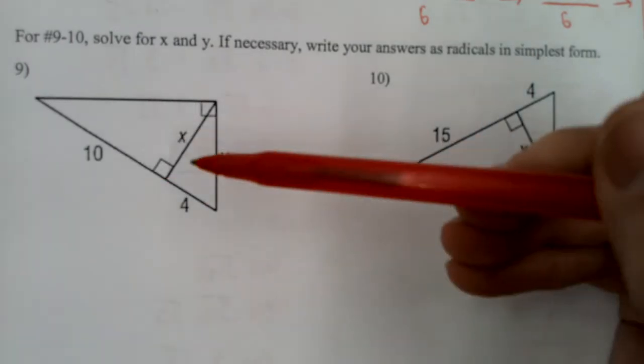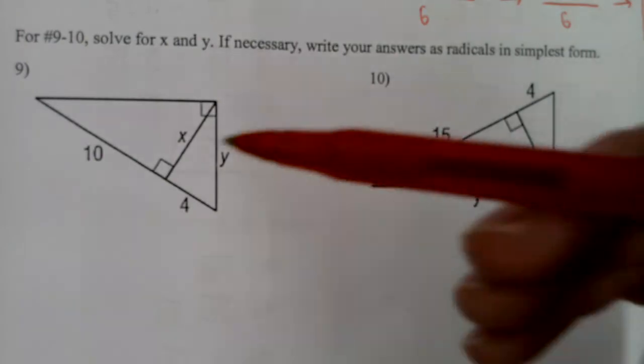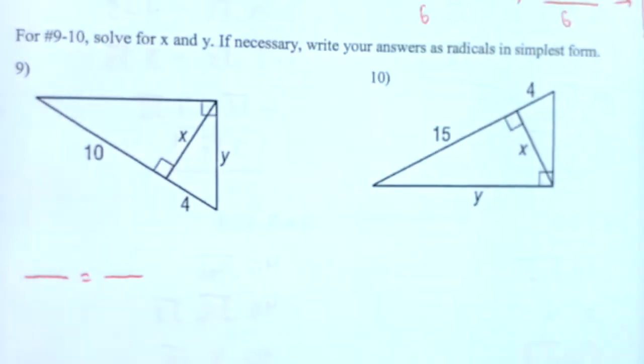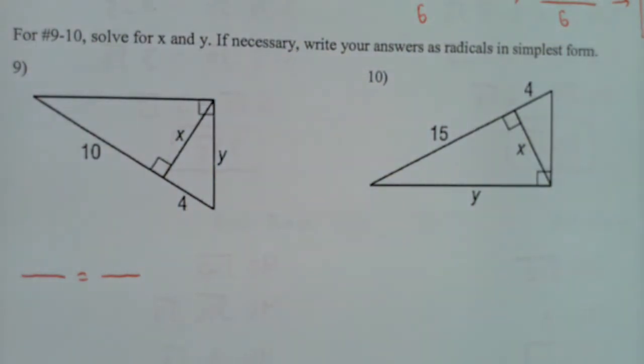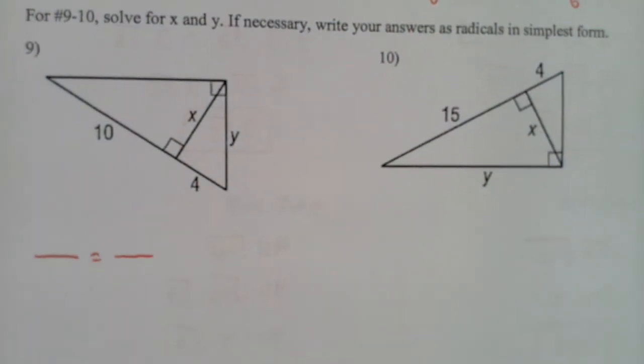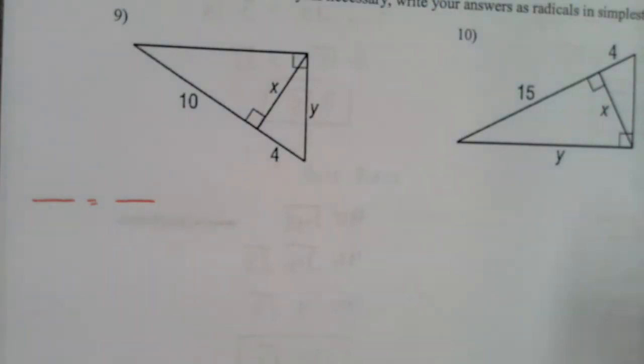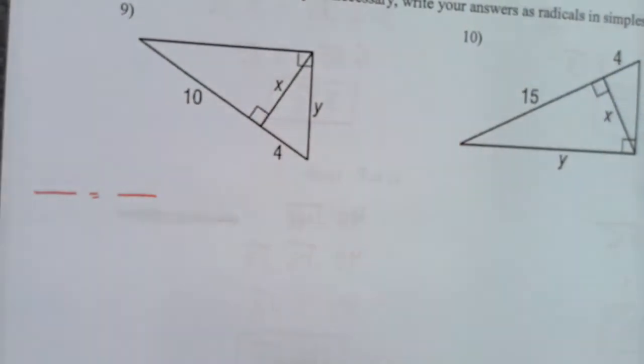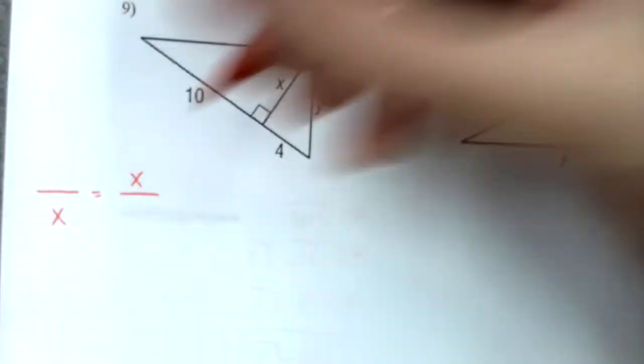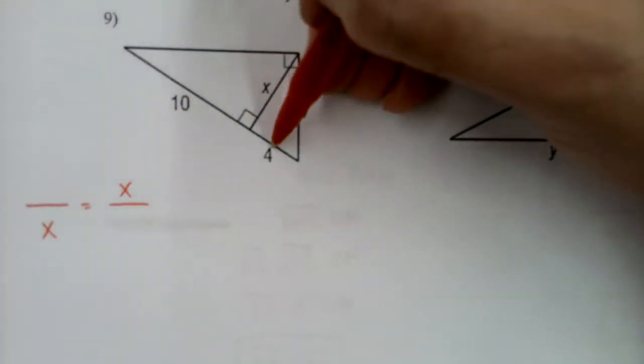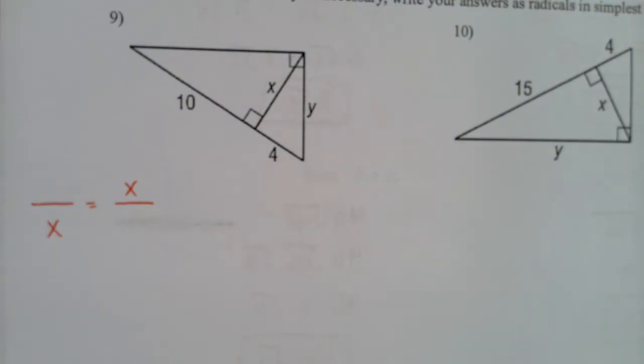Okay, so x is the altitude. Let me redo that real quick. I need more room, so I just moved it over. Okay, so like I said, x is the altitude. The altitude is the geometric mean between the two different sections of the hypotenuse. So in this case, it'll be the geometric mean between 4 and 10.